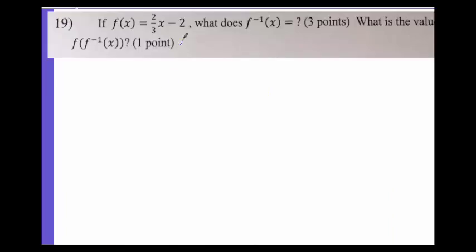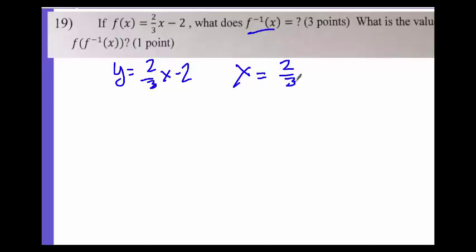Alright, for 19, this f prime of x means we're looking for the inverse. That means we're just switching x and y. So instead of y equals 2/3 x minus 2, we're going to make that equation x equals 2/3 y minus 2 and solve for y. So move our 2 over, and I've got x plus 2 equals 2/3 y.